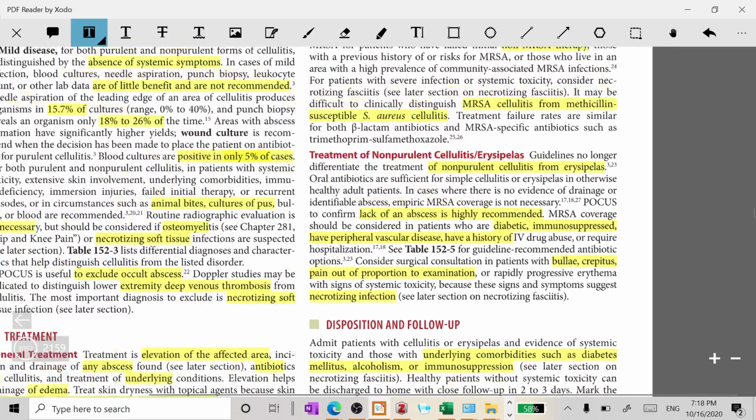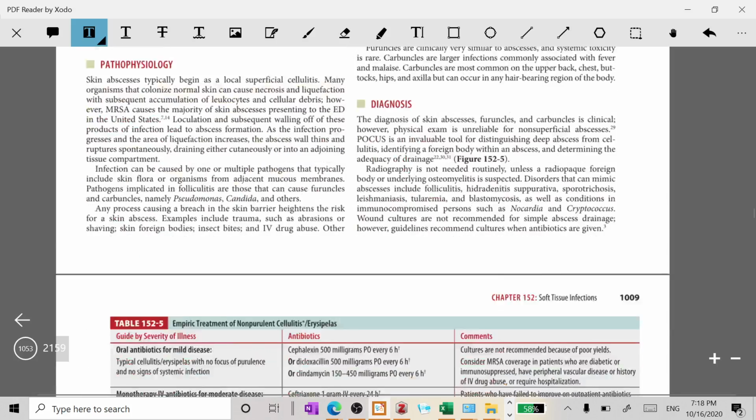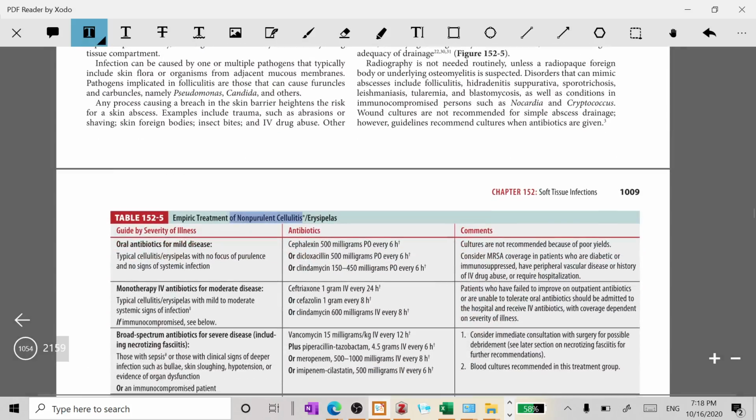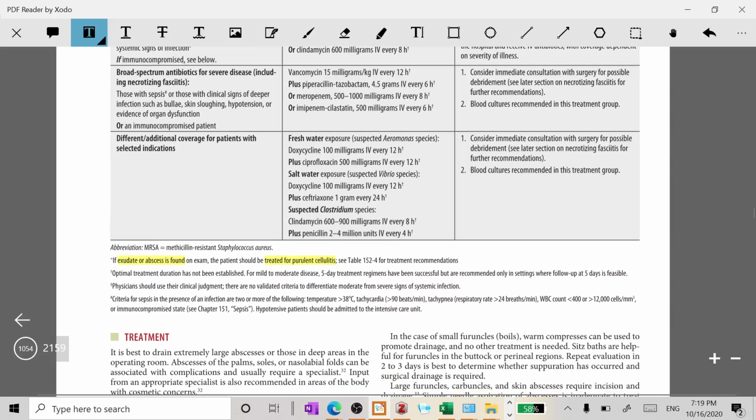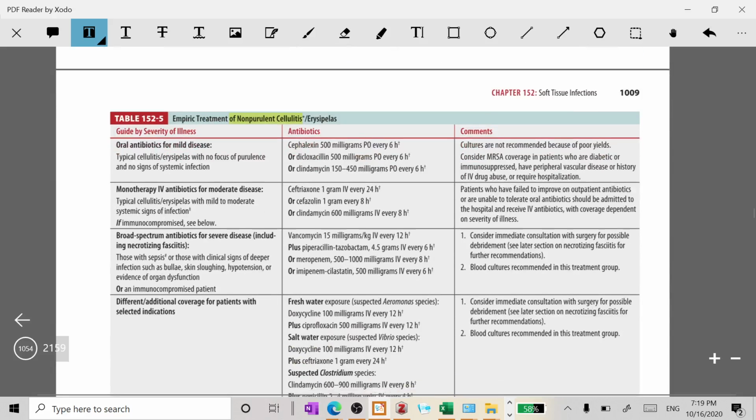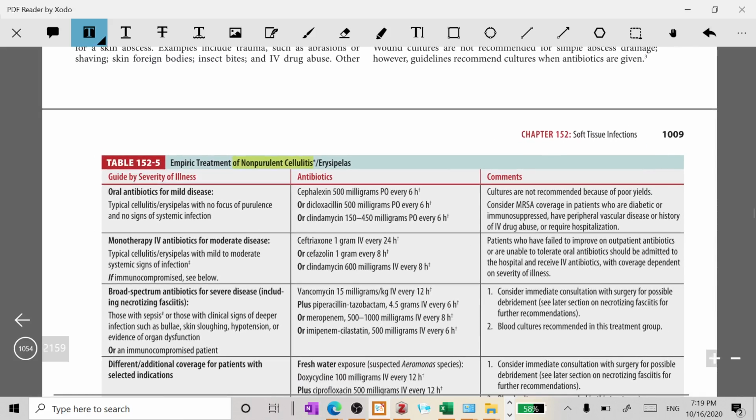So we will look at the antibiotics in non-purulent cases: non-purulent cellulitis or erysipelas. If exudate or an abscess is found on exam, the patient should be treated for purulent infection. Optimal treatment has not been established. For the oral treatment, this is also guided by severity of illness.